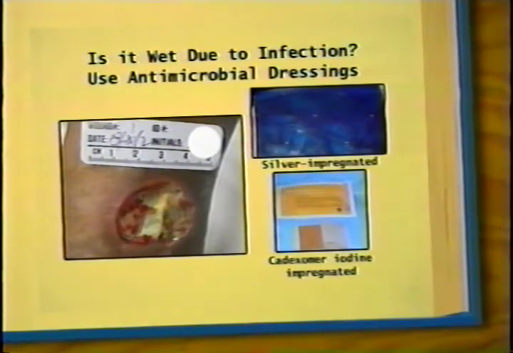If the wound is wet from infection, one of the types of antimicrobial dressings can be used. The clinician should always check that the resident is not sensitive to the metal in the dressings, which are made of either silver or iodine. You do not send a resident for an MRI if they have a silver dressing in place.